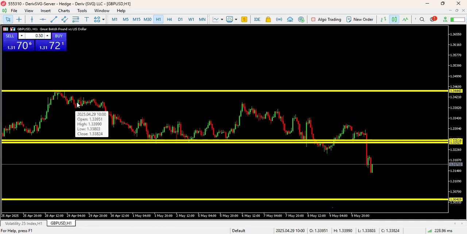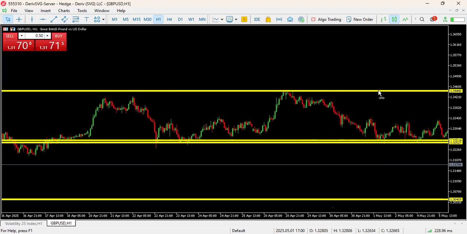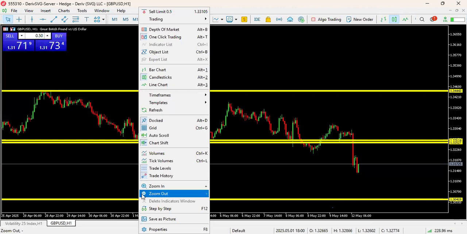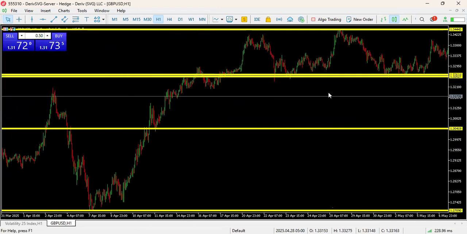All right. And a resistance can also be support. What does that mean? If price breaks out of this place and retests, that also is a resistance. It becomes a support rather. Resistance becomes support. So this is for this market.